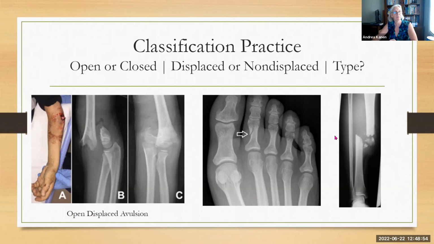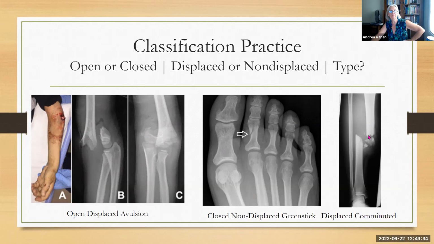Oh, here we go. Oh, well, it tells us. So all of these are open displaced avulsion. Okay, so that fits with what we said, right? The tendons are off. They're disconnected and they're not lined up. And they're open. Oh, I don't know. This one doesn't look open to me. This one maybe. It's awfully close. That one you can tell. This one hard to tell. These are all closed. We have another one here. Well, there we go. It is comminuted. Yep.